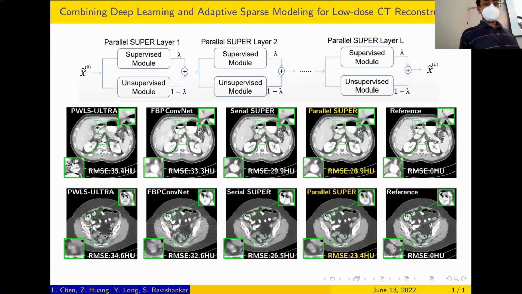And we propose this sort of parallel architecture with an optimized weighting lambda between these different methods. And we found that such an optimal combination does, in a non-trivial way, improve image quality compared to just traditional deep learning or model-based reconstruction.